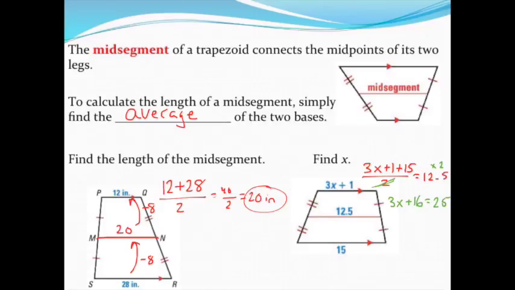Just double the other side to get rid of that divide by 2, and then from there, let's just do some algebra. So subtract 16 from both sides. So 3x is equal to 9. And if I divide by 3, I come up with x equals 3.